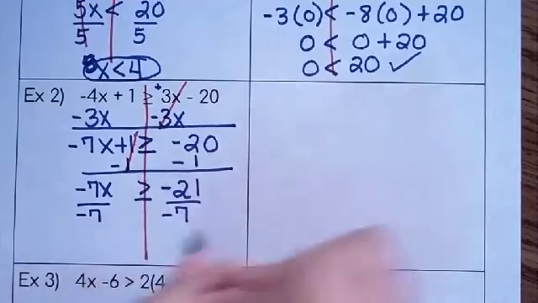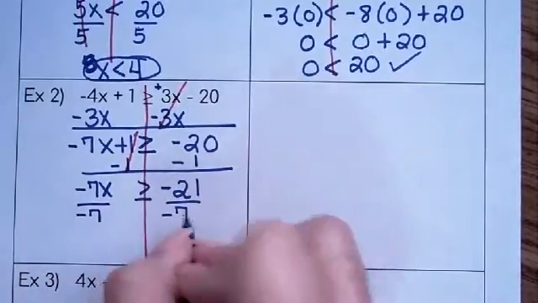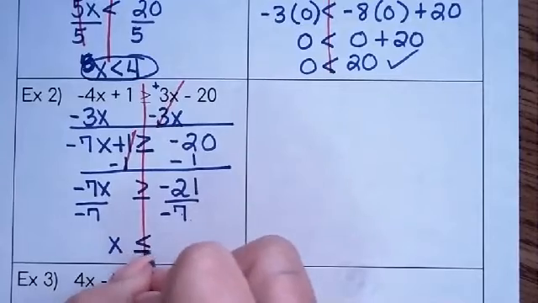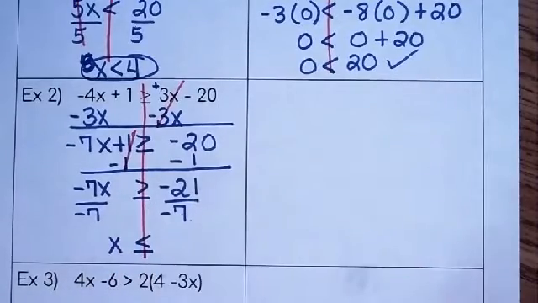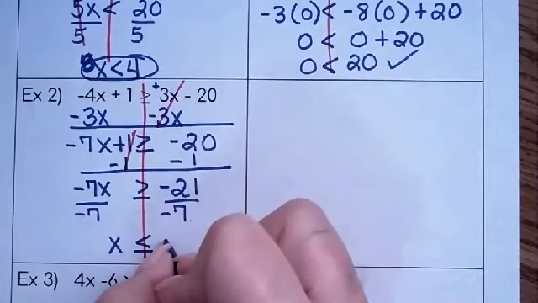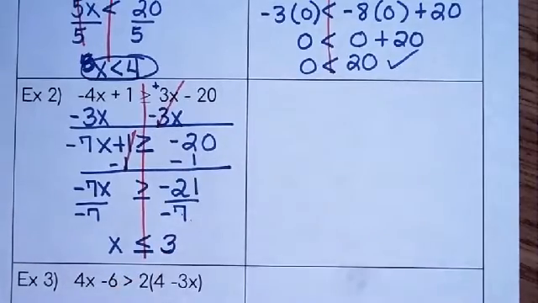Now, are you going to remember when you're dividing by that negative right here, that you need to flip that inequality to go the other way, just like that? Okay, please don't forget that. Okay, negative 21 divided by negative 7, we know is positive 3. Now, my answer says it should be x is less than or equal to positive 3.